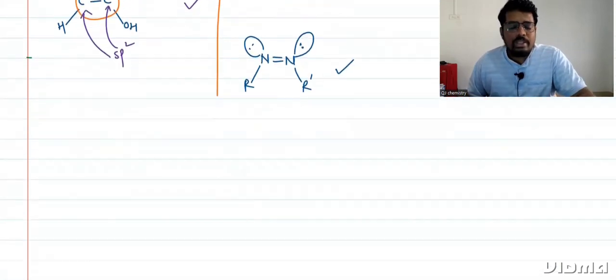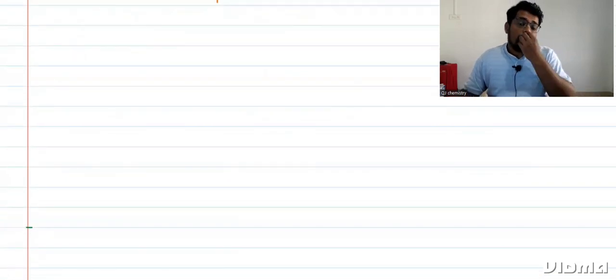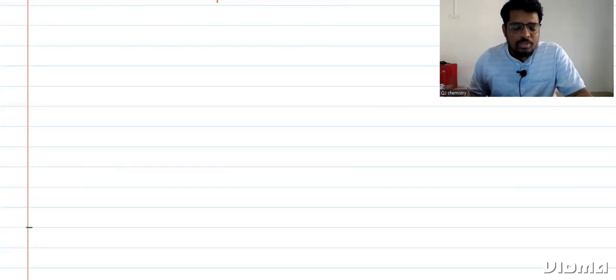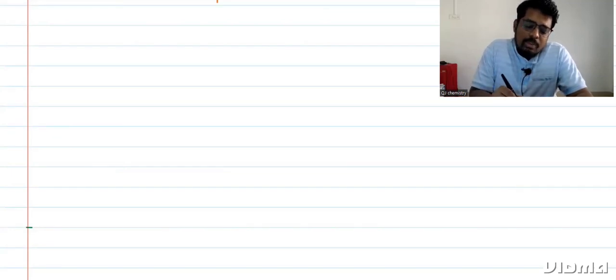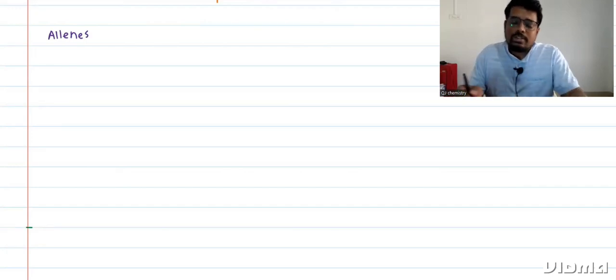If the compound contains multiple bonds, then how do we identify whether that compound shows geometrical isomers or not? Multiple bonded compounds, okay. In the case of allene systems, allene means there is a continuous double bonded system.